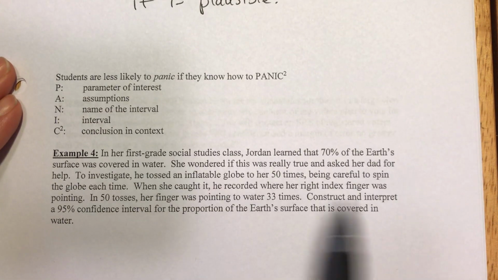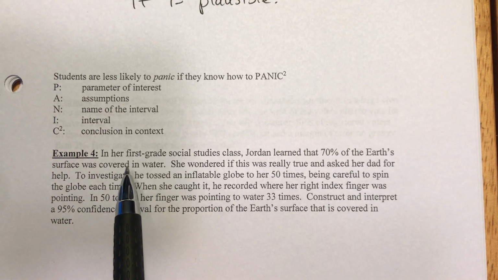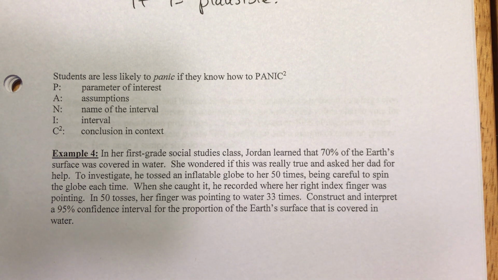So like here, it says in her first grade social studies class, Jordan learned that 70% of the Earth's surface was covered in water. She wondered if this was really true and asked her dad for help. To investigate, he tossed an inflatable globe to her 50 times, being careful to spin the globe each time. When she caught it, he recorded where her right index finger was pointing. In 50 tosses, her finger was pointing to water 33 times. Construct and interpret a 95% confidence interval for the proportion of the Earth's surface that is covered in water.